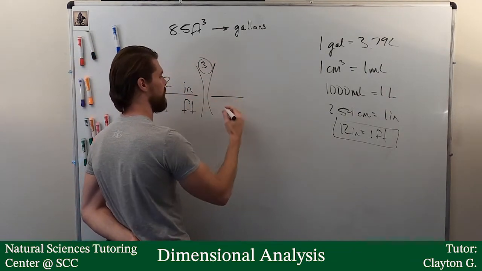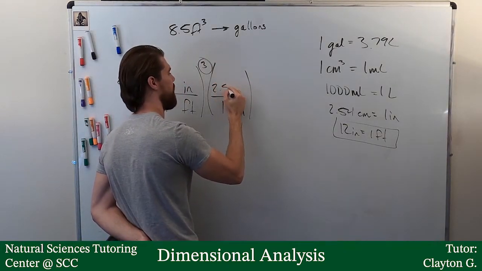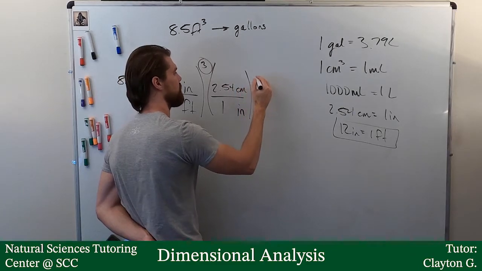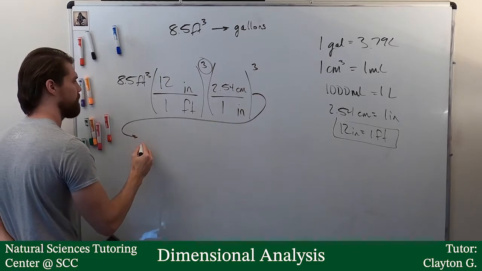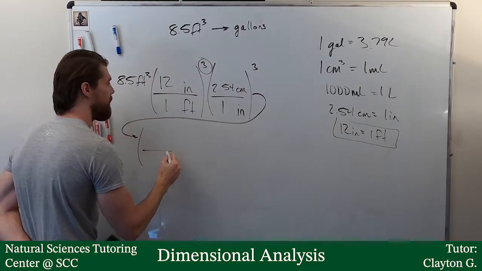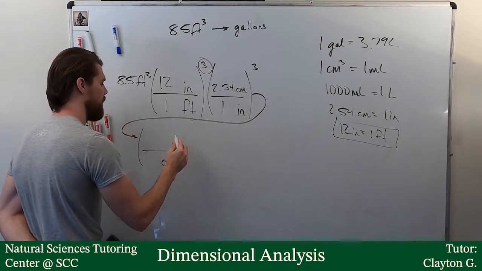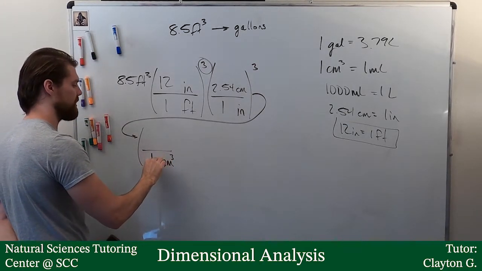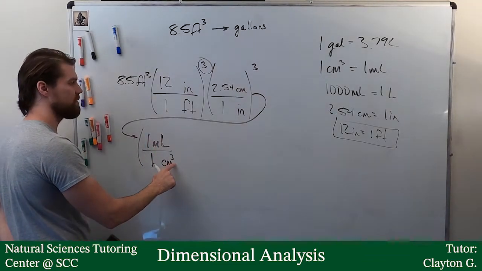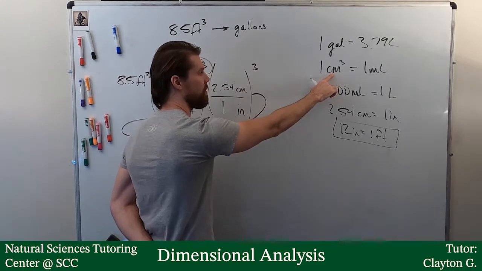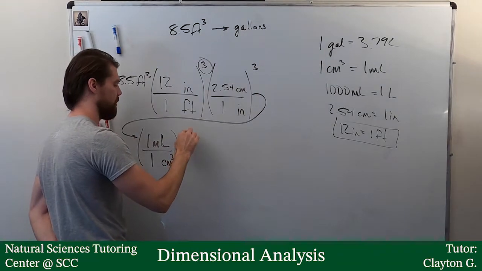Let's see here. Inches cubed. For every 1 inch, I have 2.54 centimeters. Once again, that is cubed. We're going to continue this down here. I need to divide by centimeters now. And actually, it's, again, centimeters cubed. And this time, I'm going to put it inside the parentheses because I don't need to cube centimeters when it's already cubed. I'm good. So 1 milliliter for every 1 centimeter cubed.